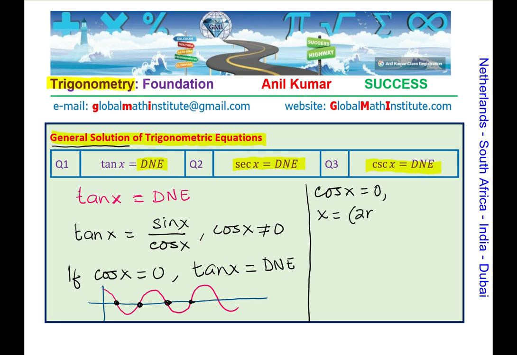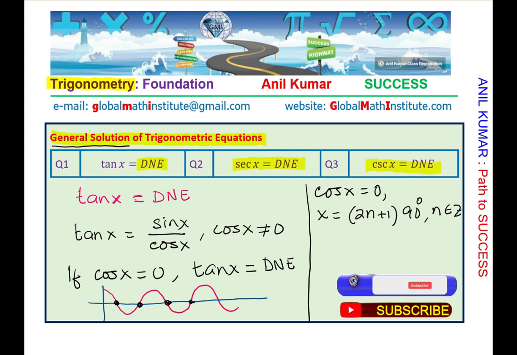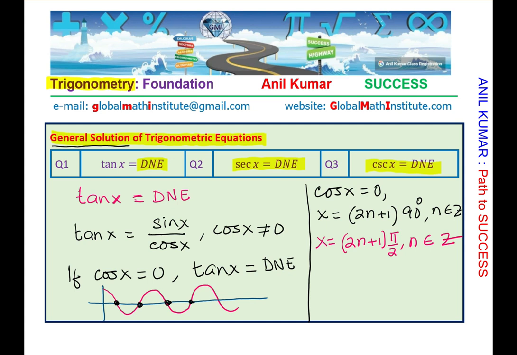So we can write this as 2n plus 1. This gives you an odd number, odd multiples of 90 degrees, where of course n belongs to integers. n could be plus minus 1, plus minus 2, and so on. Those of you who are working in radians, we could write the same expression as 2n plus 1 times pi by 2 radians, where n belongs to integers. So cos x equals 0 at these points, and therefore the solution for tan x does not exist is the same. Depending on whether you want to write in radians or degrees, you can write 2n plus 1 times pi by 2 or 90 degrees. I hope that is absolutely clear.